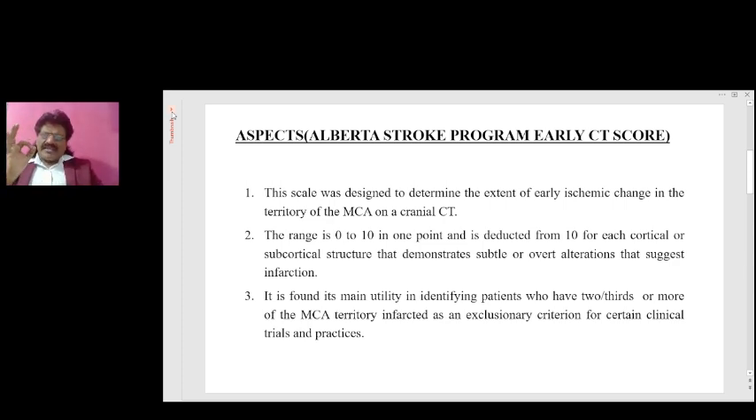Its main utility is in identifying patients who have two-thirds or more of the MCA territory infarcted, as an exclusionary criterion for certain clinical trials and practices. So the lower the score, thrombolytic therapy or other interventional therapy is less likely to take place, because the lower the score, the more the infarction is. If the score is high, we can go with interventional procedures like thrombolysis or mechanical thrombectomy.